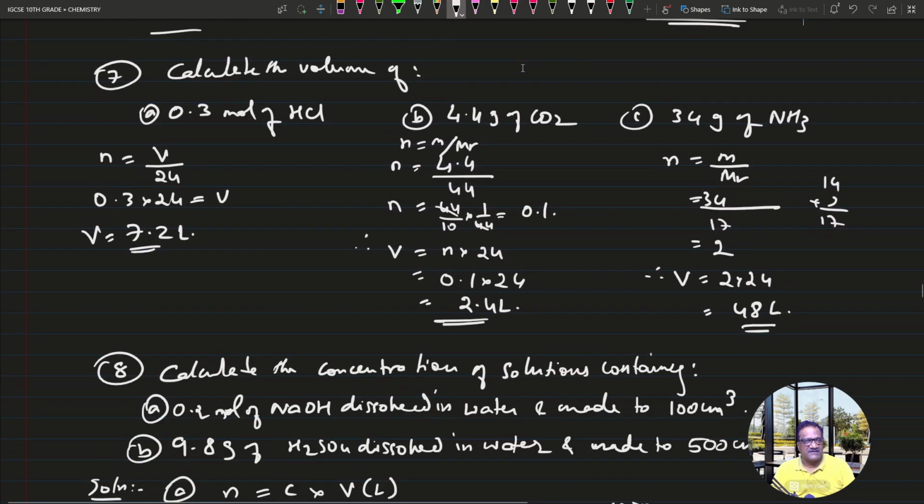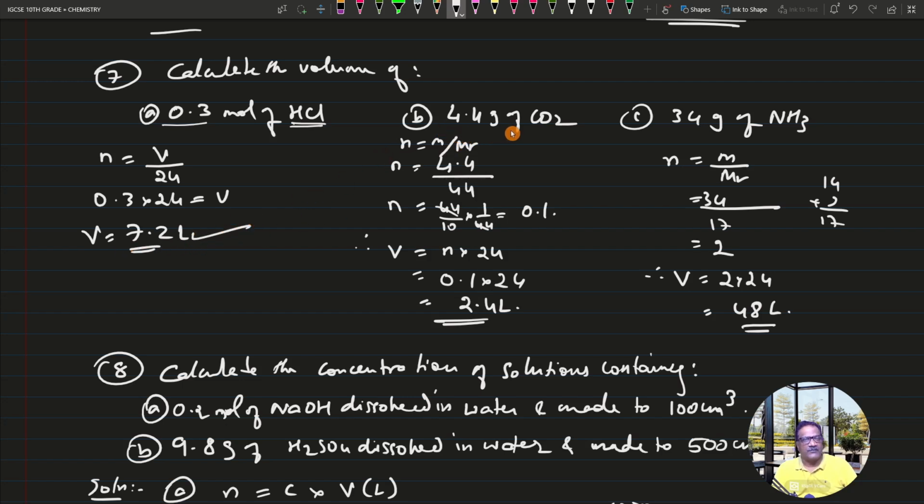Next question is question number 7. Calculate the volume of 0.3 mole of hydrochloric acid or HCl. So you have to calculate the volume and the number of moles is given to you. So again you'll have to take N equal to V upon 24. Now this is not hydrochloric acid, this must be hydrogen chloride gas. So N will be equal to V upon 24. N is given as 0.3 and 24 you have to multiply. You will get the volume. So 0.3 into 24 works out to 7.2, and 7.2 liter is the volume needed.